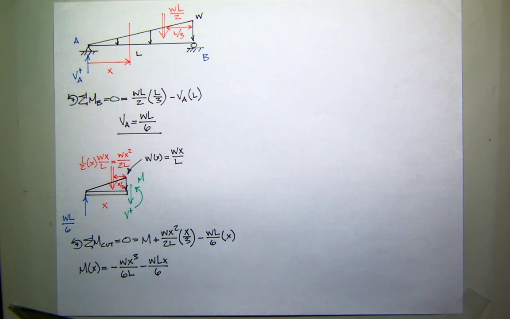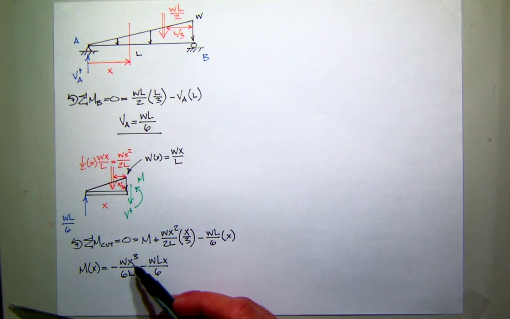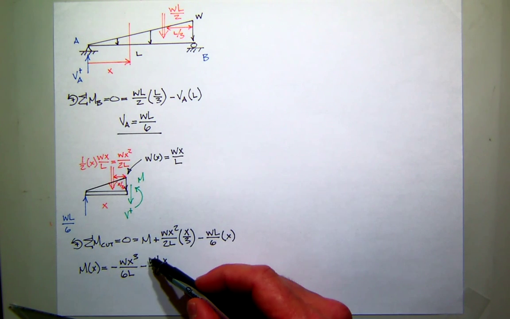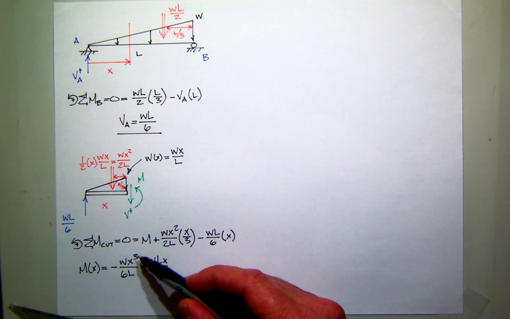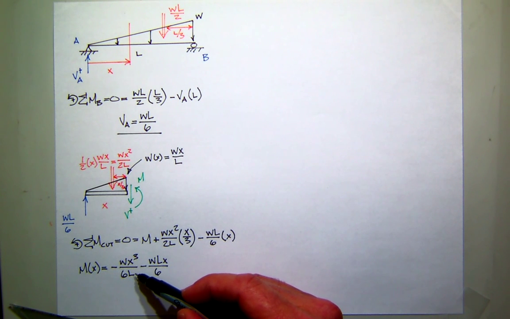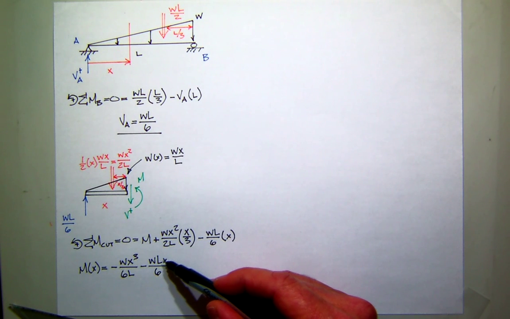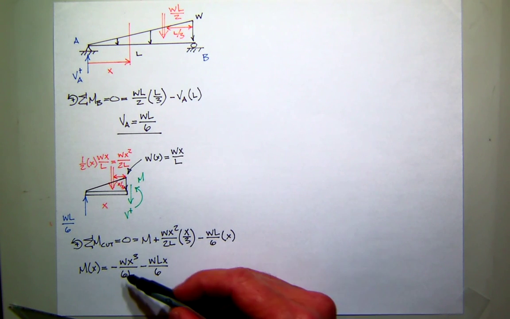Okay, one thing you can notice is the dimensions. They both have W over 6. Remember, W is force per length, right? And then look at these length units. This is length cubed divided by length, so that's length squared. And then this one is length times length, length squared. So each of the terms has the same units.